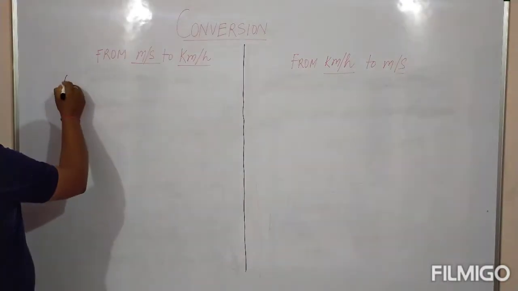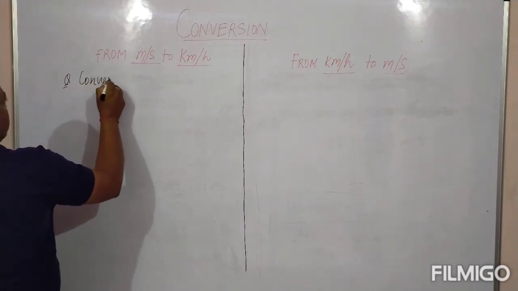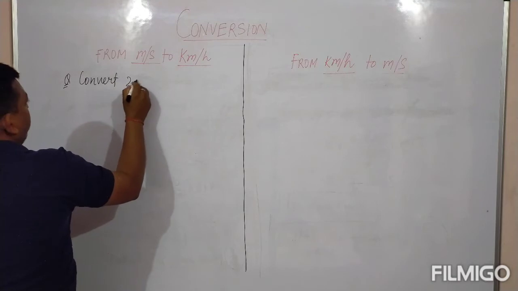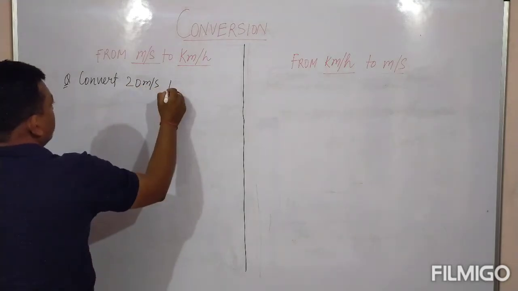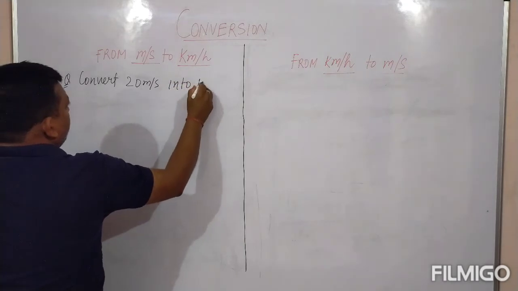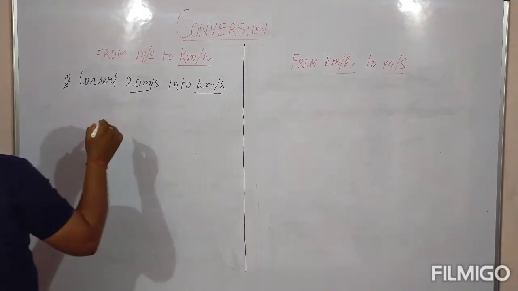A question may be there: convert 20 meter per second into kilometer per hour. How will we convert? This is a very important part.